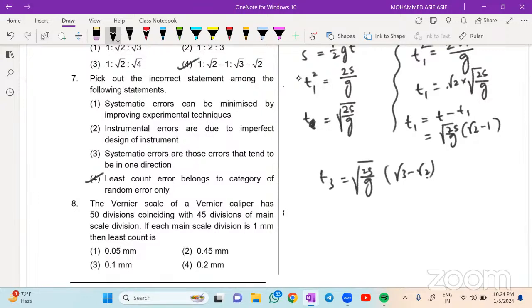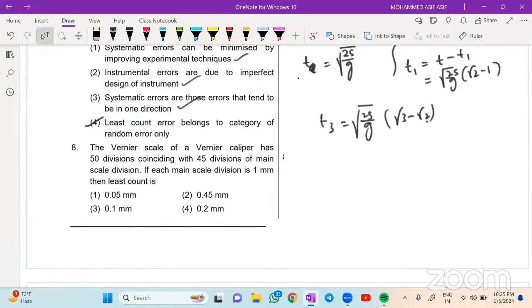Because systematic errors can be minimized by improving the experimental techniques, that is correct. Instrumental errors are due to the imperfect designs of instruments, that is also correct. Systematic errors are those errors that tend to be in one direction only, that's also correct. But here it says least count error belongs to the category of random error only, whereas least count error within the limited size occurs both in systematic error and random errors. Okay, so that will be the answer for that.